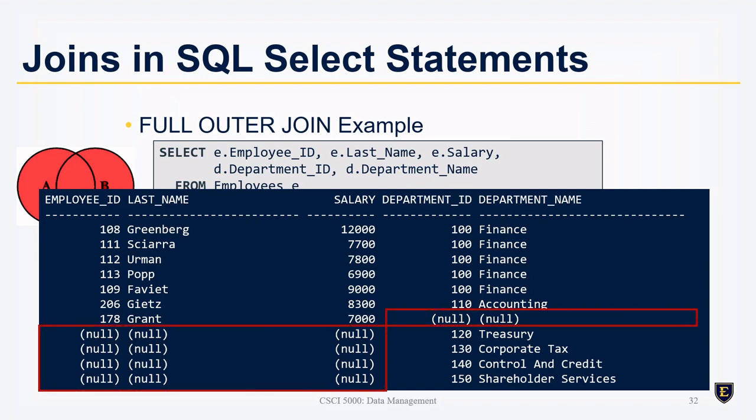So in this case we have the left outer join result, Grant, that matches to nulls, and we have the Treasury, Corporate Tax, Control and Credit, and Shareholder Services that did not match in the right outer join. But the full outer join gives us the opportunity to do that in both queries, or in a single query, both result sets in a single query.